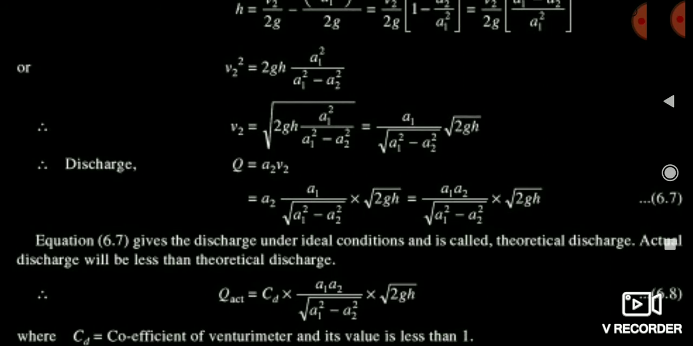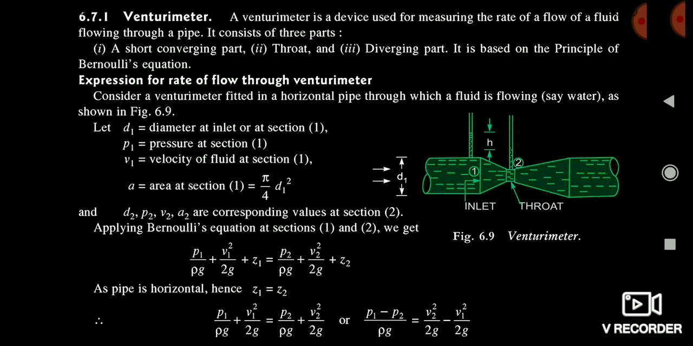They are asking you to calculate the discharge. So you can easily remember this formula. Q actual, that is the actual discharge, is equal to Cd into A1 A2 divided by root under A1 square minus A2 square, into root 2gh. And friends, A1 and A2, you can clearly see here, are the areas of the sections.